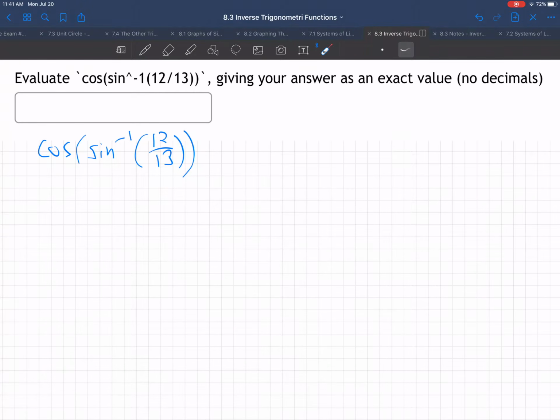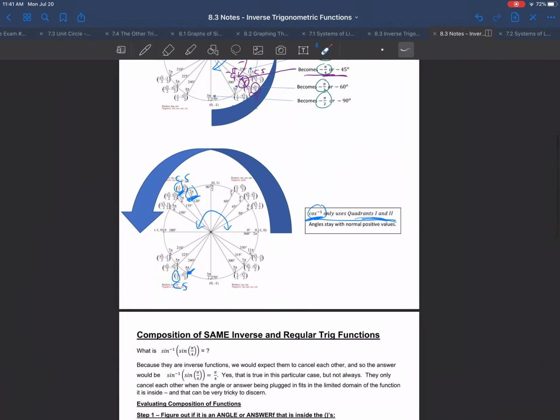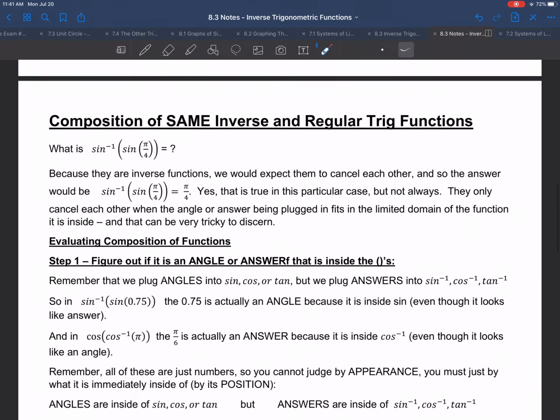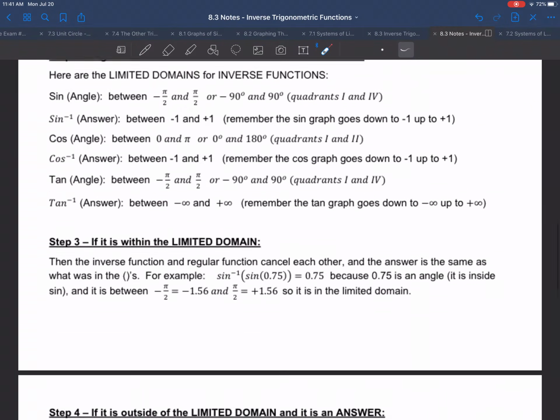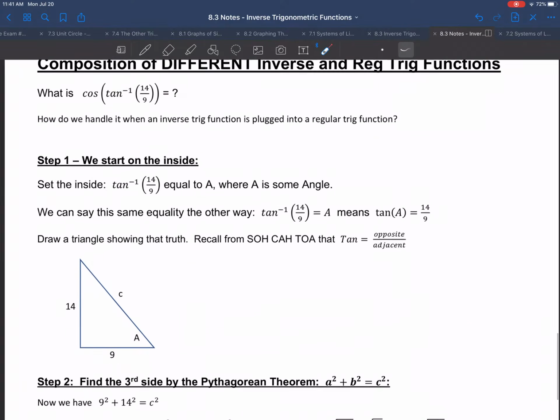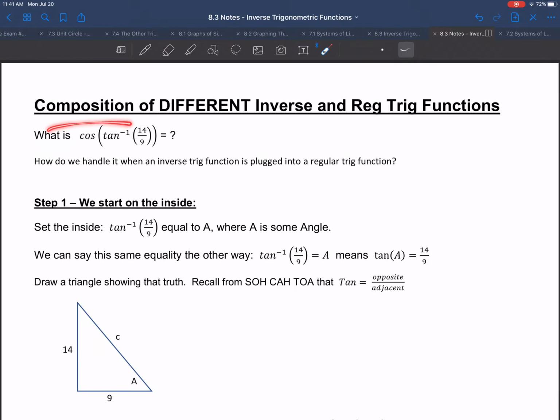Let's go back to the notes. So this section is composition of the same inverse and regular. That's not what we have. That'd be like sine inverse and sine. Those are the same trig function. We're talking about the composition of different inverse and regular, like cosine of tan inverse or something like that. We're mixing different trig functions with a composition of an inverse and a regular.